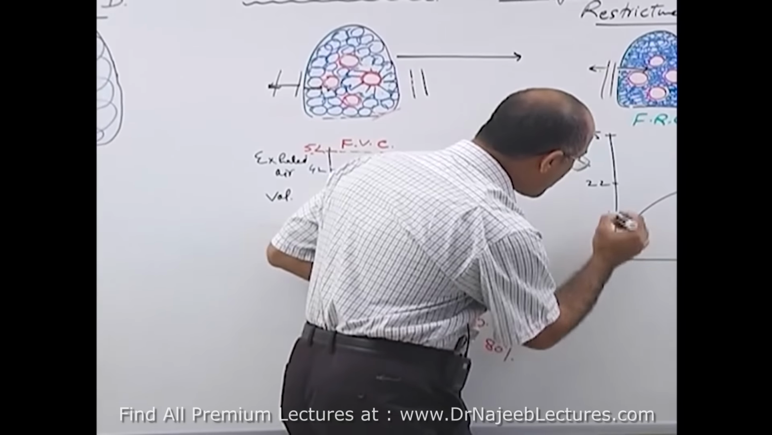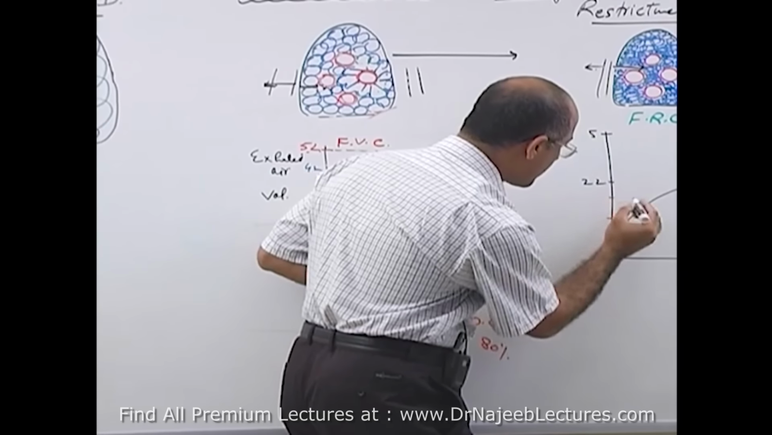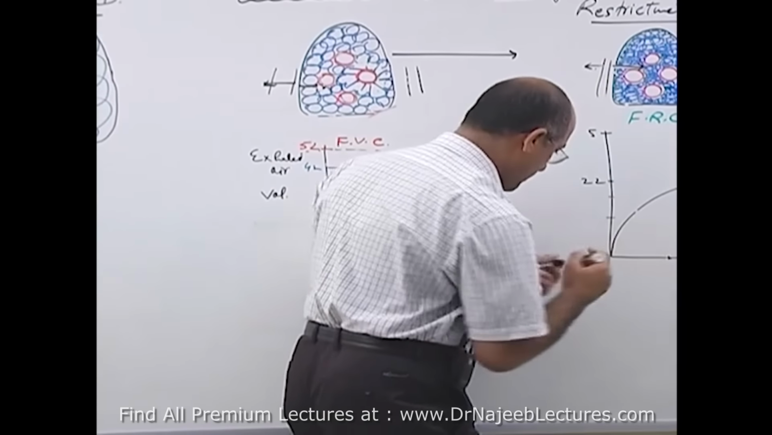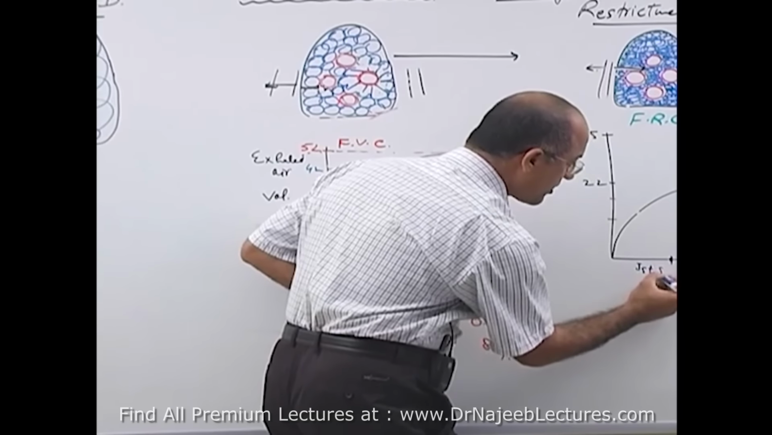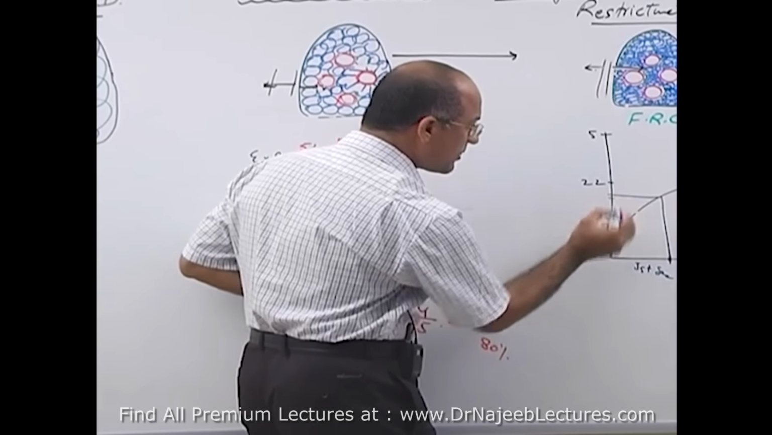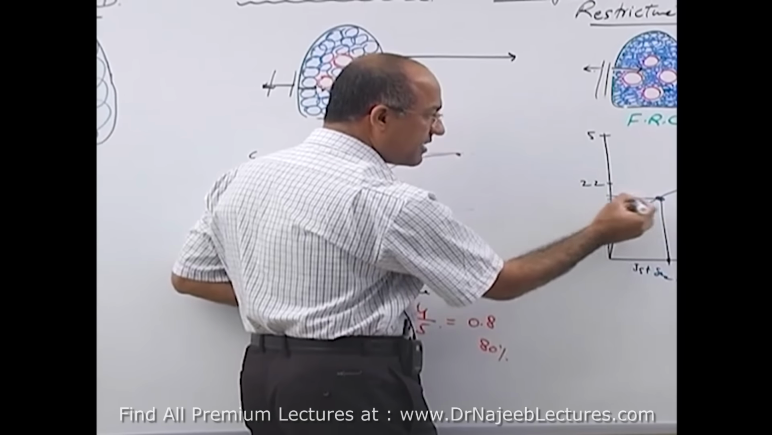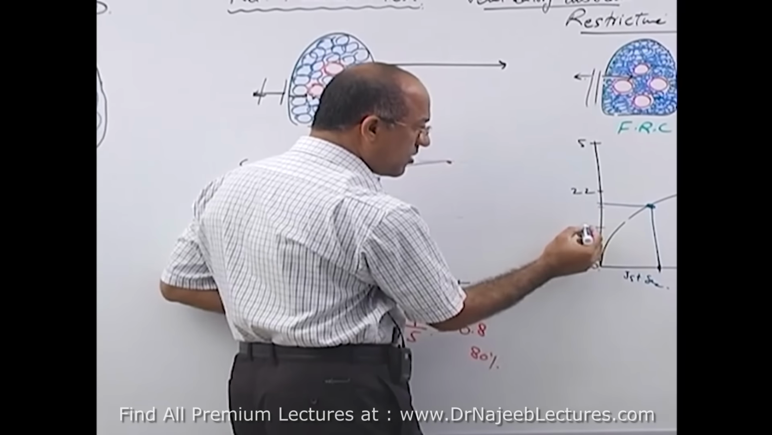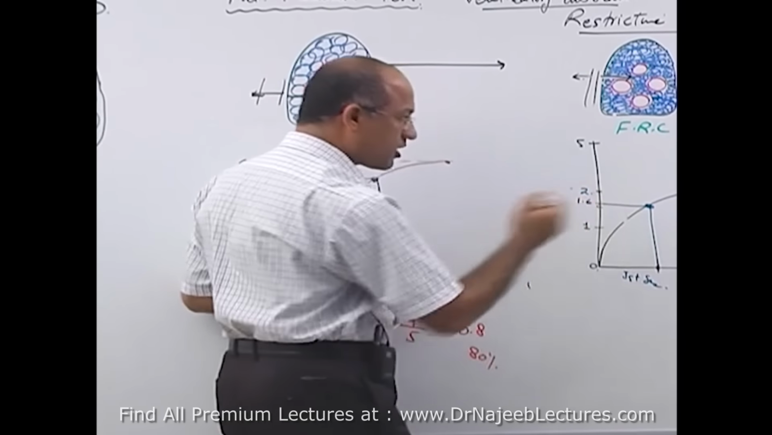Let's suppose that this is 1, this is the first second, right? During the first second, this much volume was expelled. How much is this? It was 0, 1 liter, here it is 2 liter, it is 1.6 liter.